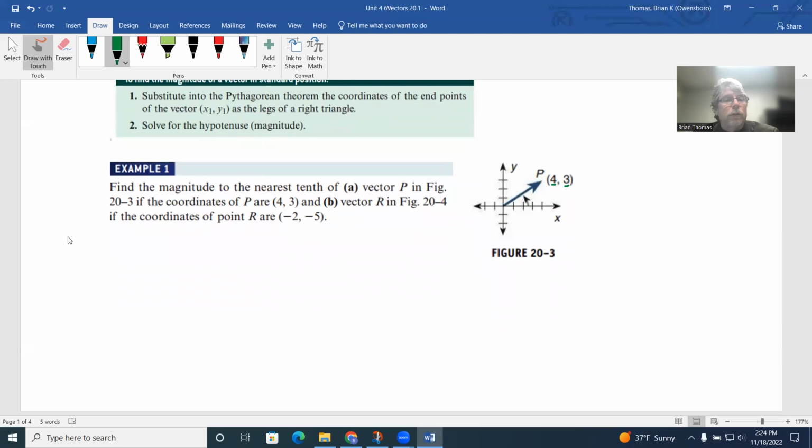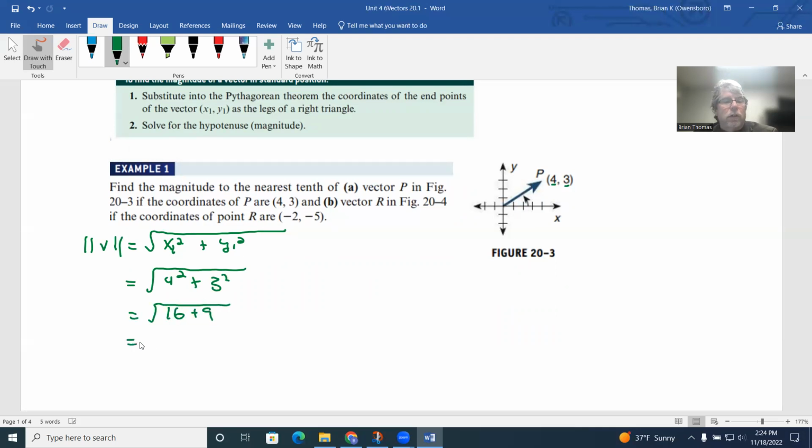So if I'm doing my vector, I can find the length of that vector by doing the square root of x1 squared plus y1 squared, which is our formula. So I'm going to have the square root of, and since x1 was the 4, this is going to be 4 squared, and then y1 is going to be 3 squared. That gives me 16 plus 9. 16 plus 9 is 25. And the square root of 25, actually, I don't need a calculator, that would just be 5.